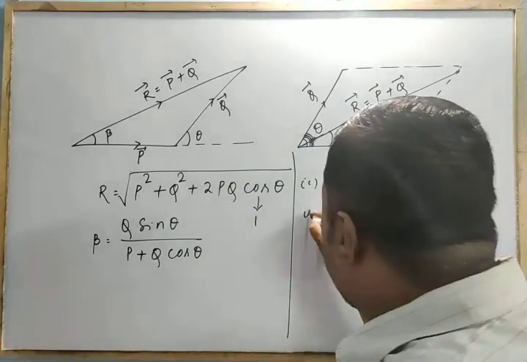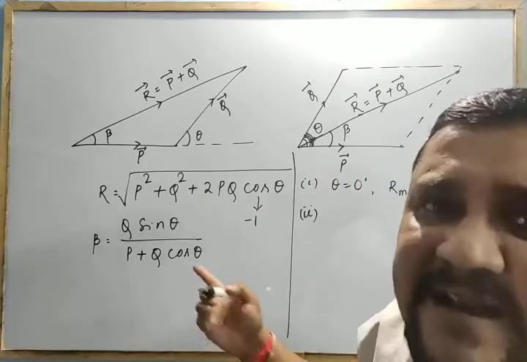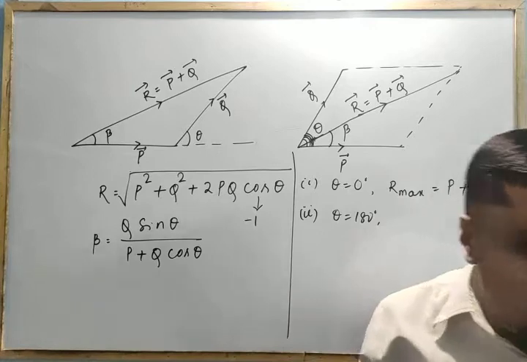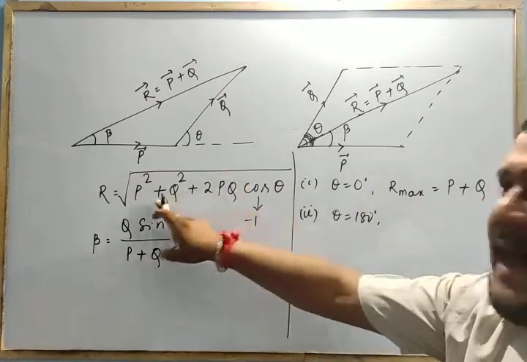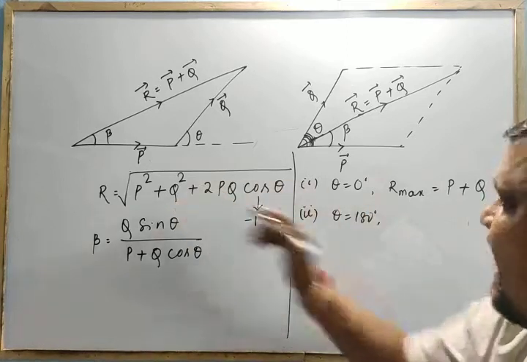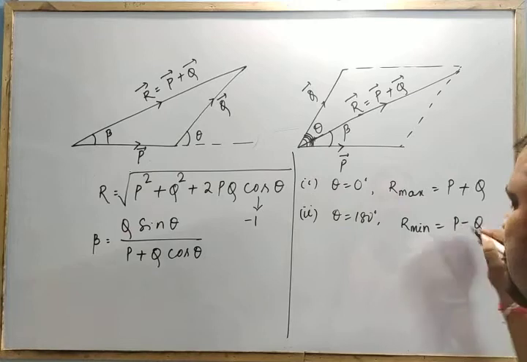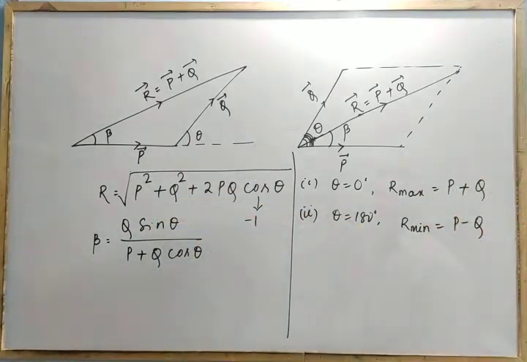Next, under what condition is this minimum? When cos theta is minus 1. When it is minus 1, theta is equal to 180. So they are anti-parallel. For parallel vectors, R is maximum. For anti-parallel vectors, R is minimum. What is this minimum value? P minus Q, because cos 180 is minus 1, as we have already discussed. P minus Q. Clear?